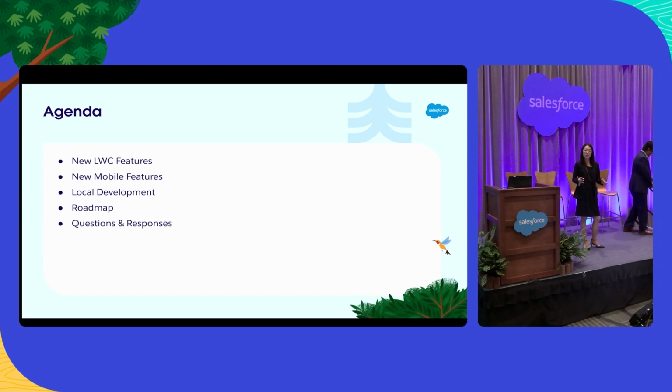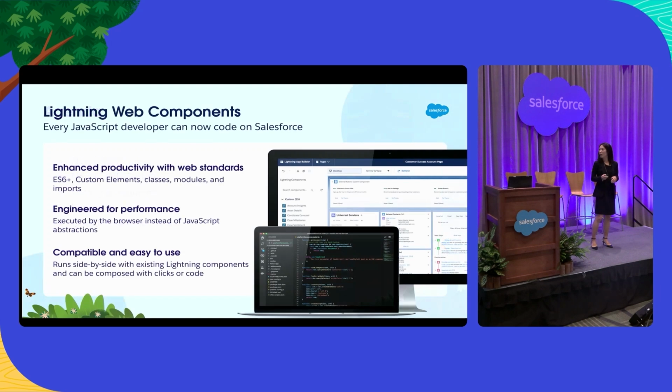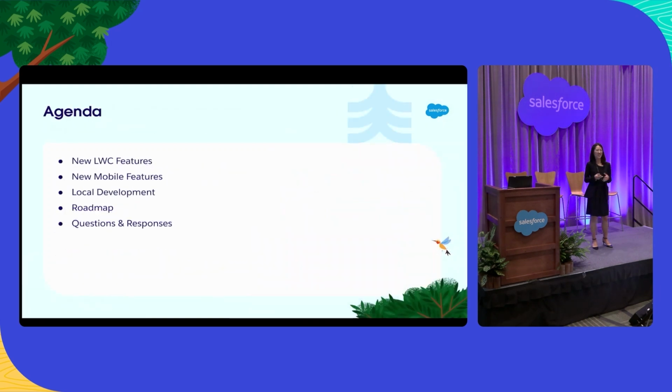For the next 40 or so minutes that we have with you all, we'll be sharing some of the new features that are coming to LWC and mobile. Then we'll take a sneak peek at what the local dev experience looks like with a live demo. Then we will wrap it up by sharing the roadmap ahead for the coming year, and we'll have a few moments for questions and responses to hear from you. Now let's get started with Lightning Web Components.